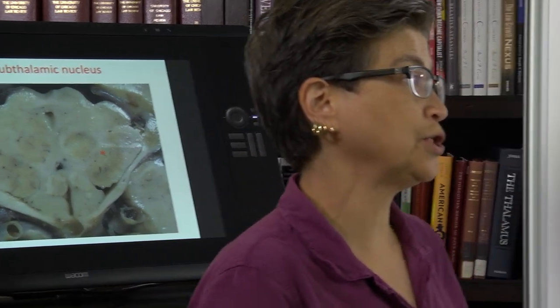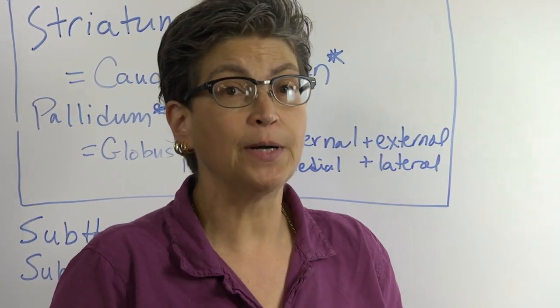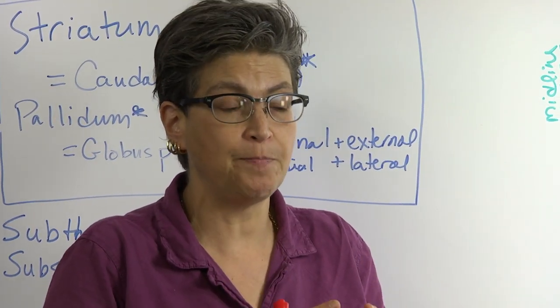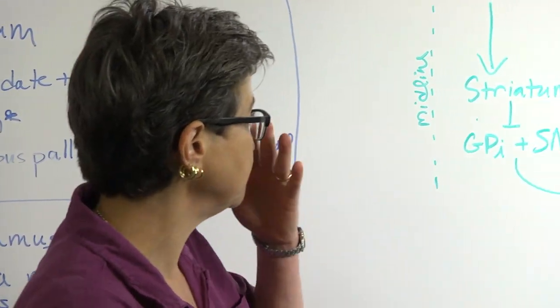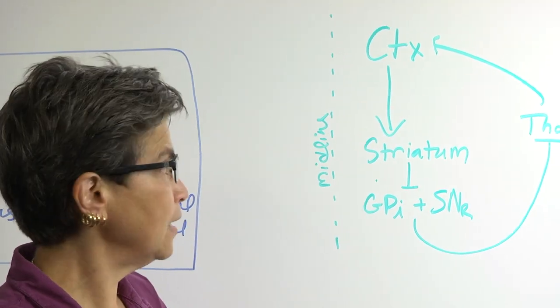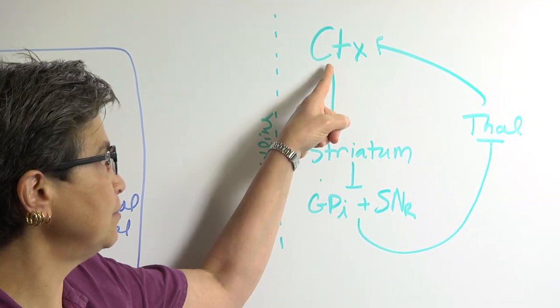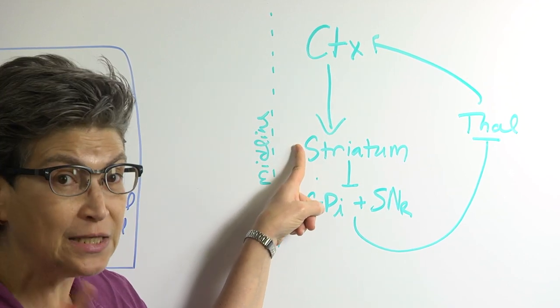And now we're just going to go over and look at a little bit of circuitry. We're going to have a whole chapter on this, but I want to give you a little bit of a framework under which to understand basal ganglia function. The input to the basal ganglia comes from cortex to the basal ganglia comes into one place.